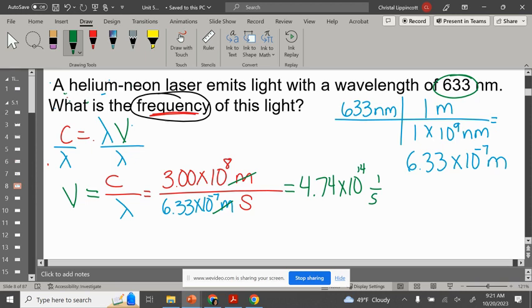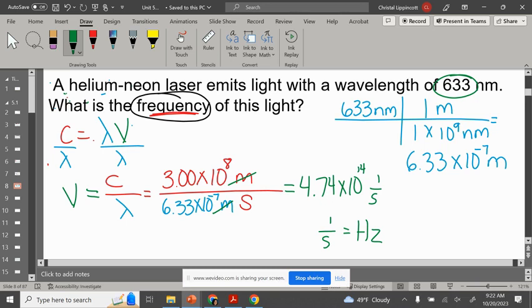1 over seconds equals hertz. 1 over seconds equals 1 hertz. They're the same thing. Have you heard of megahertz? Sometimes they talk about megahertz in terms of phones, microwaves. They'll talk about it in terms of computer processors, I think.